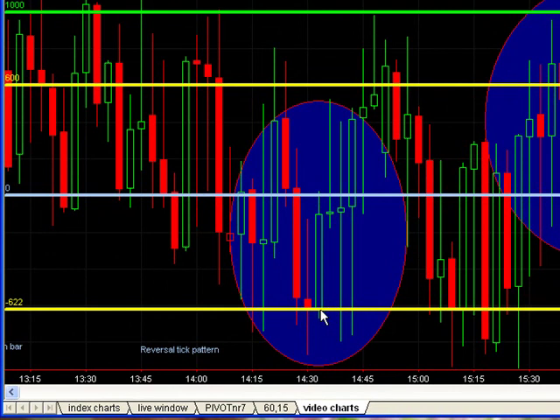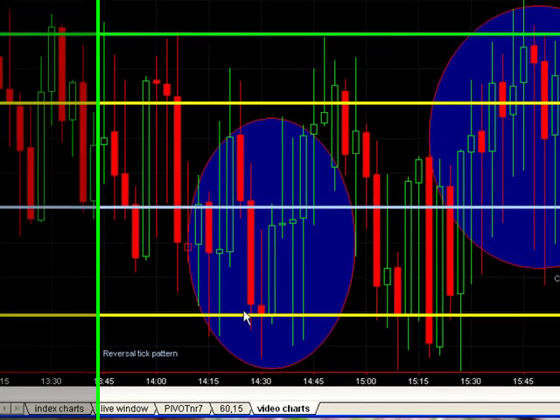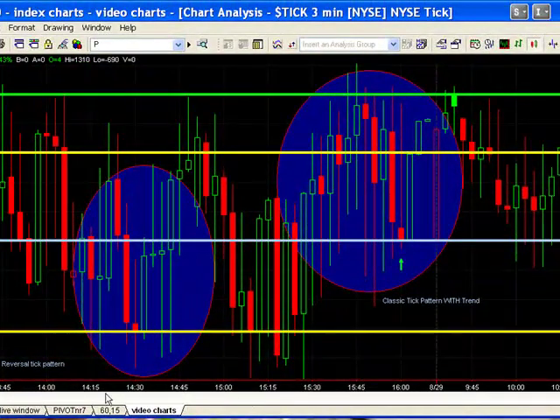Okay, now another thing I want to show you is the reversal tick patterns that form. Okay, here's a reversal tick pattern. You're with the trend, it's coming down to low ticks. Okay, that's supposed to be negative 600, not negative 622. Okay, and then we get the reversal. Okay, so that works very well with the trend there.